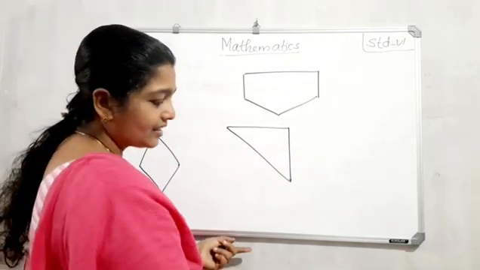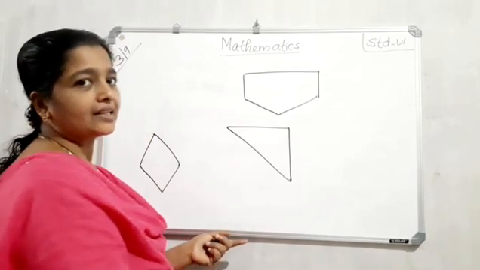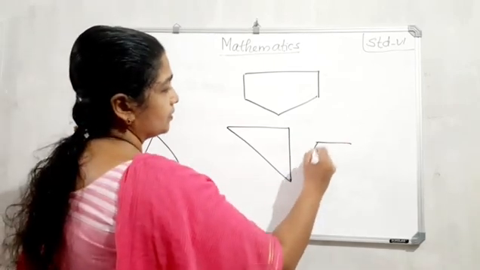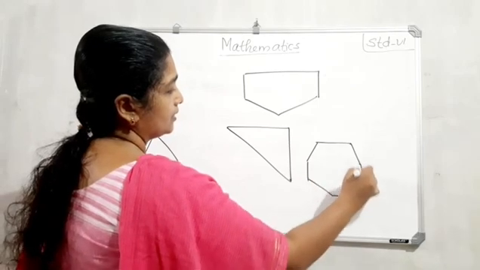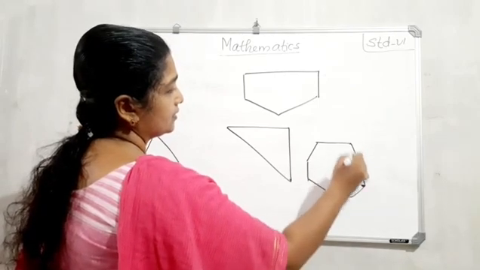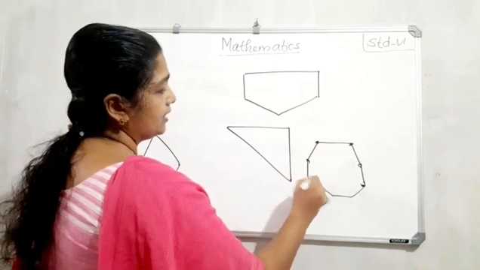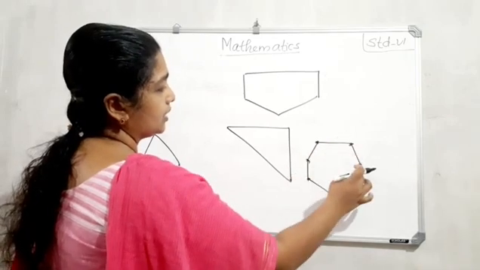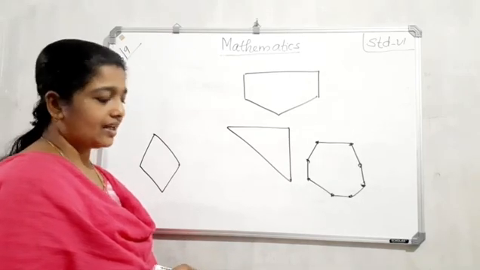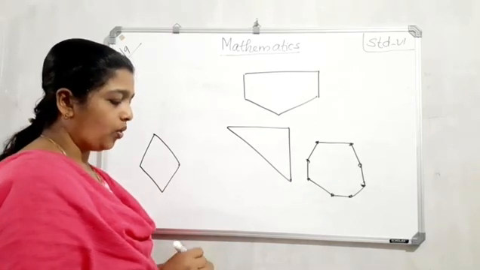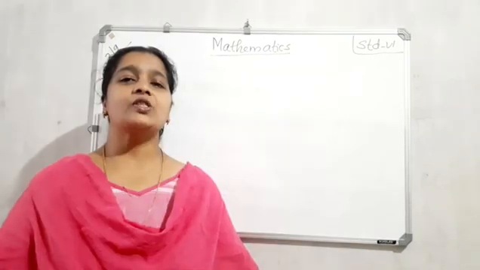And next, the last question, there are 8 sides. So that is 8 sides. That is 1, 2, 3, 4, 5, 6, 7, 8. Octagon. Understand? These are the names of each polygon. Yes. You can use the smart class.